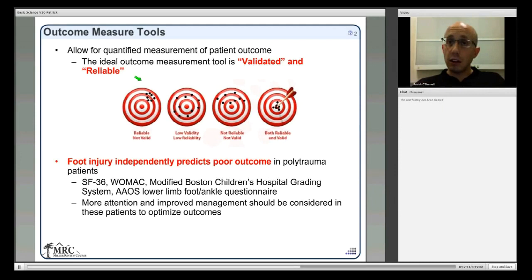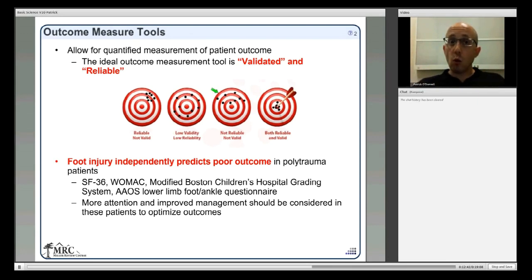The ideal outcome measurement tool is both validated and reliable. This little cartoon helps to understand this. In this bullseye, the person doing the shooting is reliable. They're always in the same spot, but they're not valid. They're not next to the true norm. Here, this is an example of low validity and low reliability. Not only are they scattered away from the true norm, they're not in the same area. Again, not reliable, not valid.